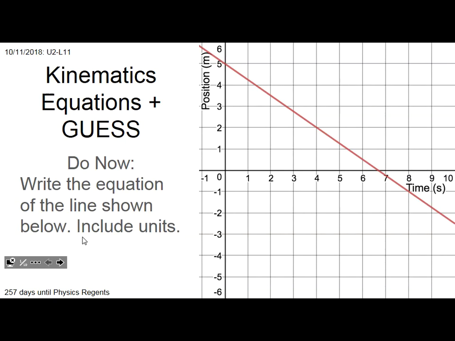Okay, so here's our do now. It's similar to yesterday, but some important differences. And I'll give you 3 minutes for it.